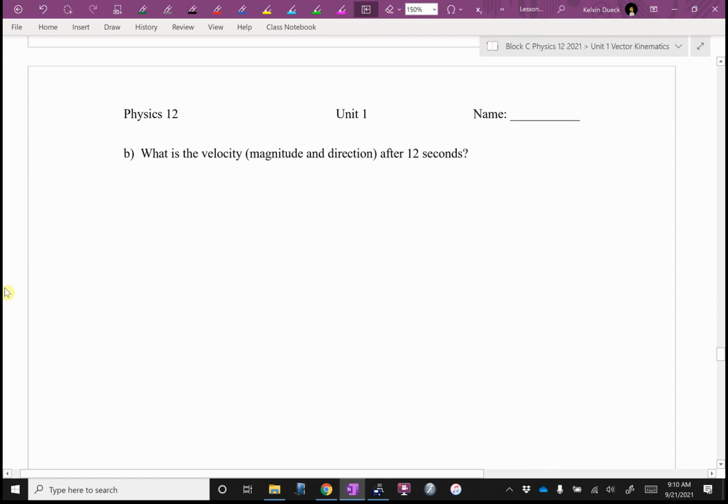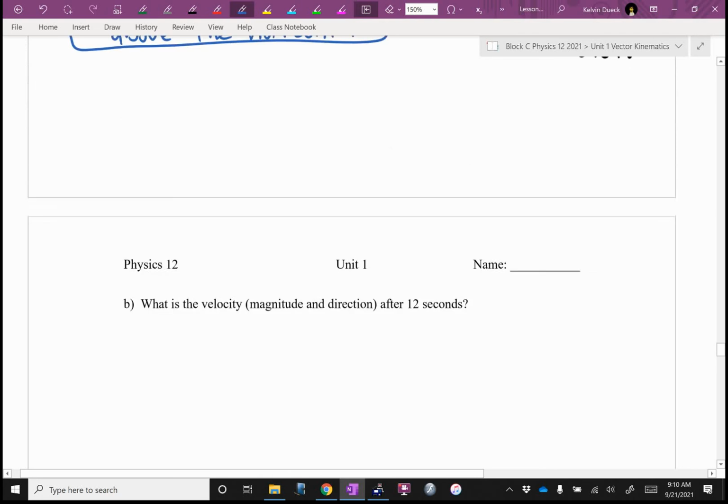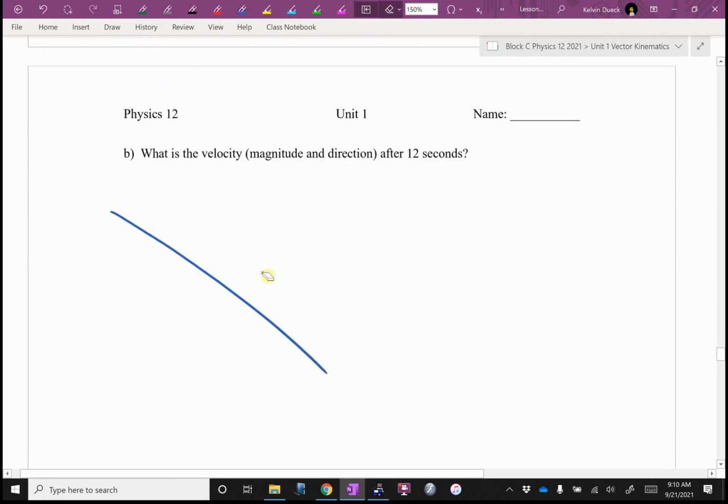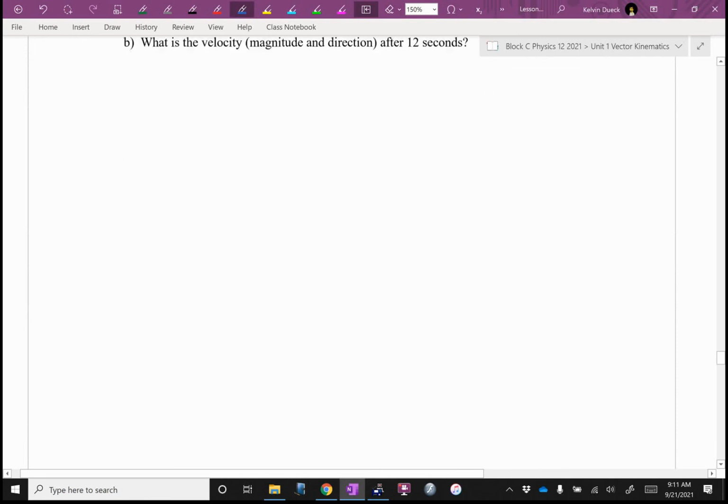Again, hopefully nothing new there. I'm going to skip B. I'm pretty sure after 12 seconds I would find V final, and I think it's on the way down. I'd get a negative, but otherwise it's the same question as A. It's just that it's going to look like that. You'd have to find Vy final again with T equals 12. So I'm going to skip that.